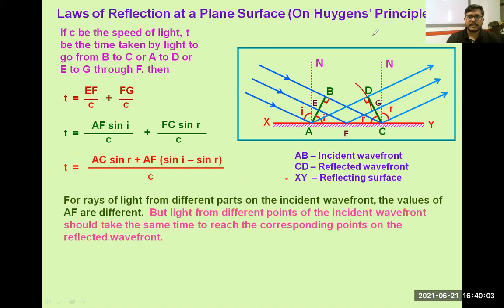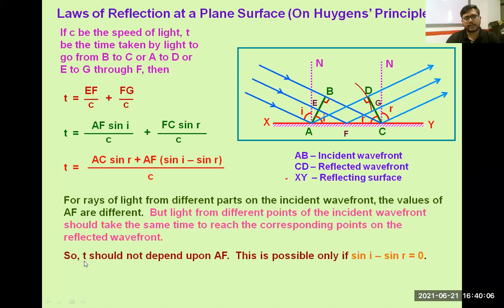After that, the next point we will discuss is that T should not depend on AF. This is possible only if this term is equal to 0, that is, sine I is equal to sine R. And we know that when theta is very small, in place of sine I we can write I, so I is equal to R. Okay, so just write it, everyone. This is simple geometrical analysis by using Huygens principle.